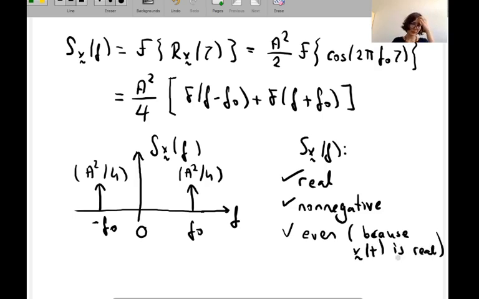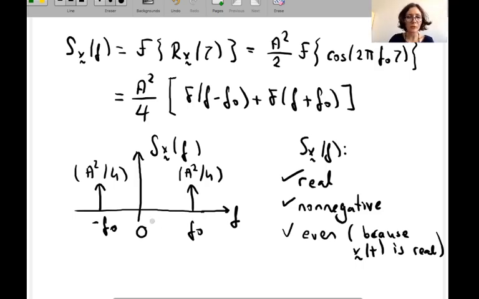So this was just a summary of some of the properties we saw last time. Now, if somebody just gave you this plot, the power spectral density, would you be able to tell the AC power, DC power, and the average power?